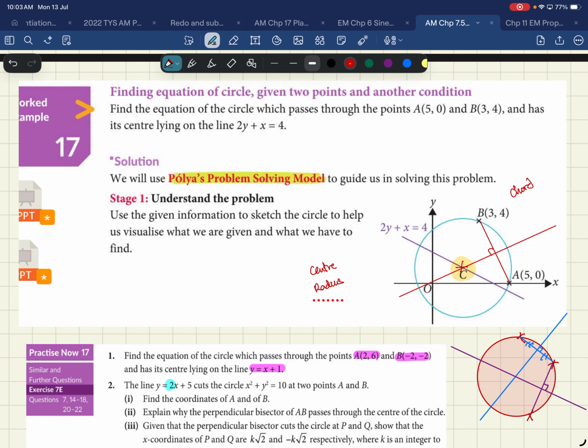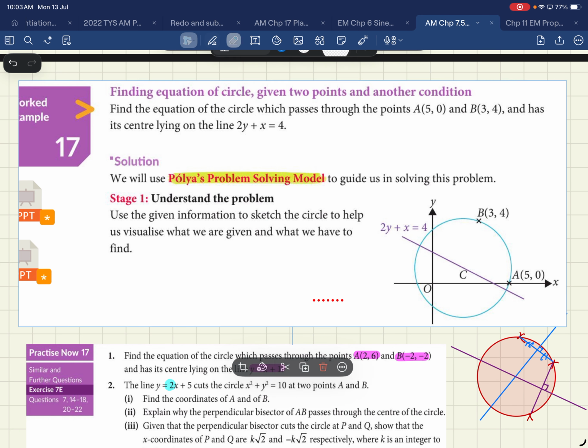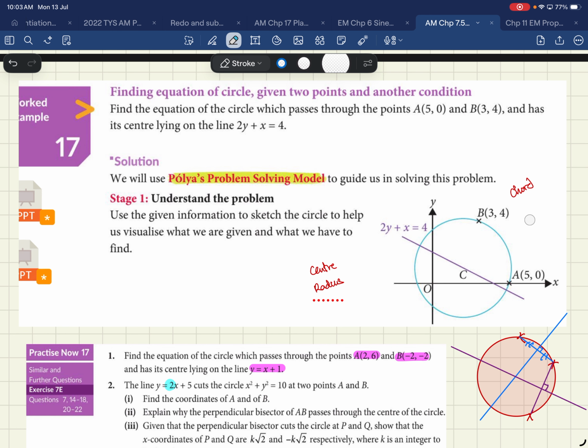Now, unfortunately, they brought up Polya again, right? I don't want to use the Polya problem solving method. I'm going to go straight to the point with you. Now, I want to talk about why I talked about the property just now.